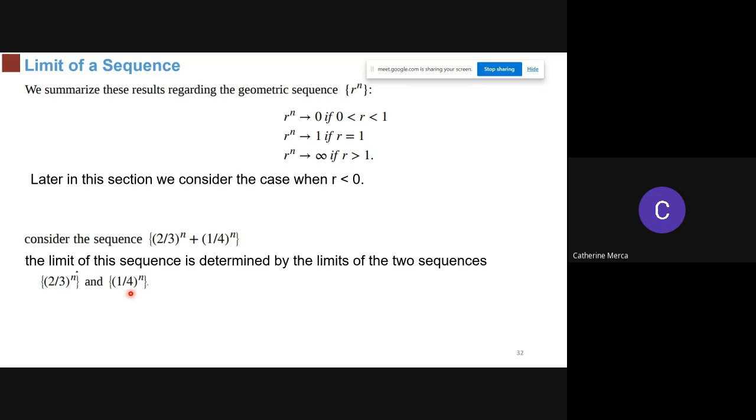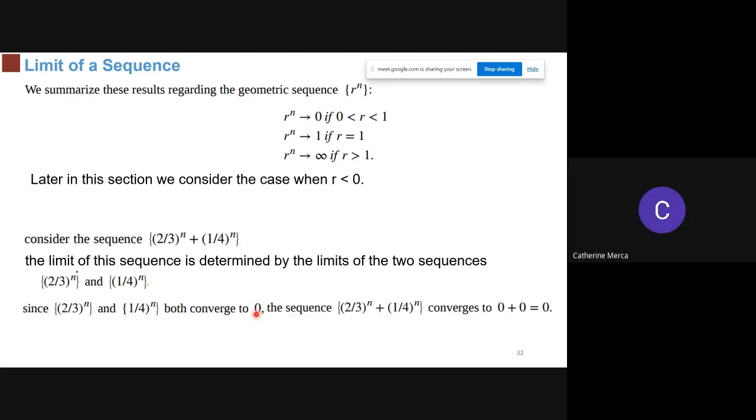Next, 1/4 to the n. Convergent or divergent? Divergent, ma'am, if r is greater than 1. What is our r? It is 1/4. So it is convergent also, because it is less than 1. 1/4 to the n tends to 0. So what is the answer? Convergent, ma'am. What is the limit? 0, ma'am. Yes. Very good. It converges to 0 plus 0, which is equal to 0.